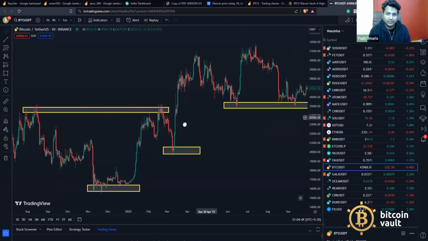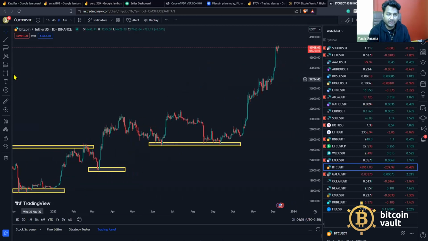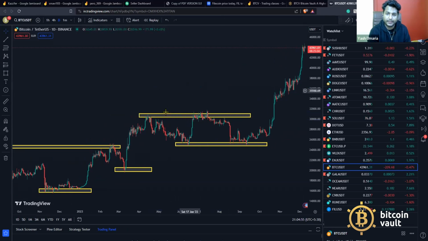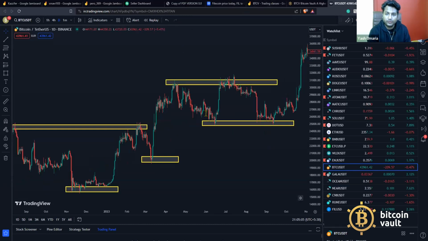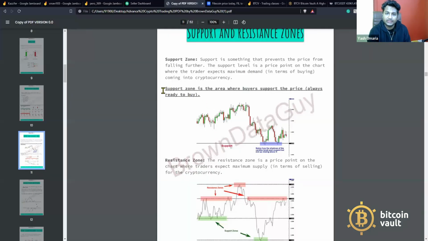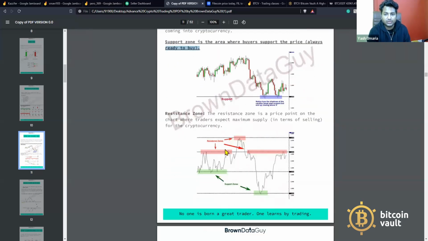That's why. This is the most important part in trading. It's very basic. Everyone uses it, but it's the most important part. Okay? Again, this is a resistance zone. Why? Because the market moved down from there. Okay? Correct? One more thing. Generally, support zone is the area where buyers support the price. Always ready to buy. Okay. Resistance zone is the area where sellers resist the price and they want to sell. They want the market to move down in the resistance zone. Okay.